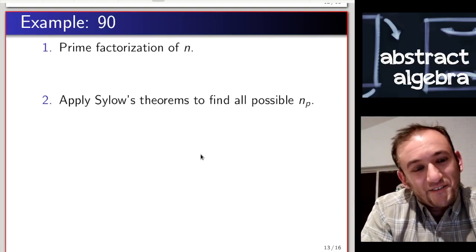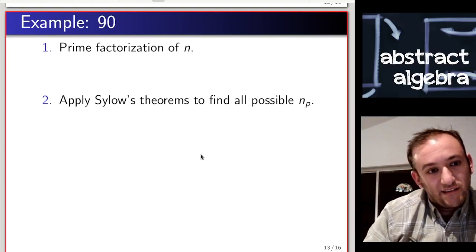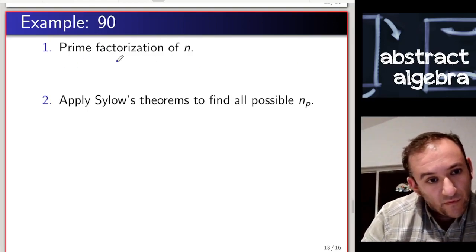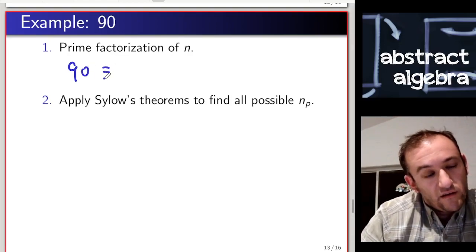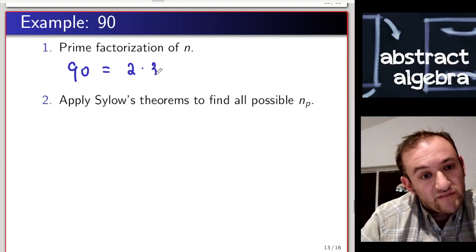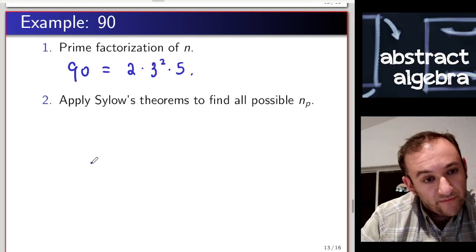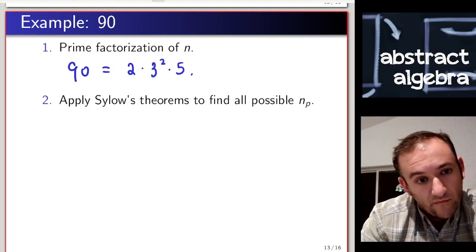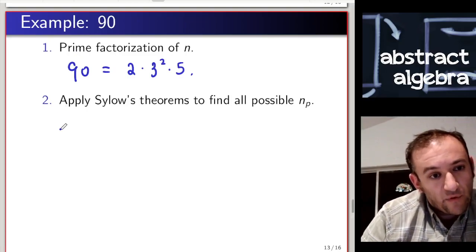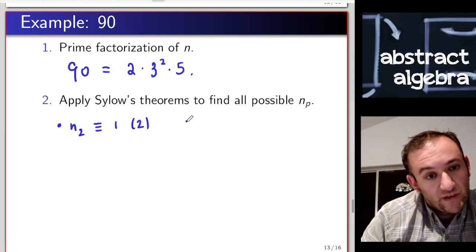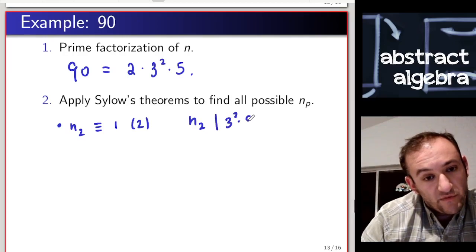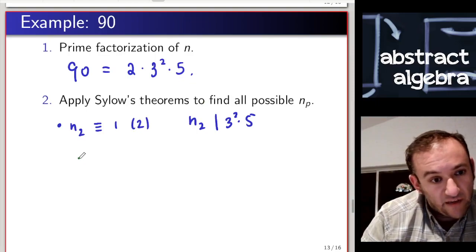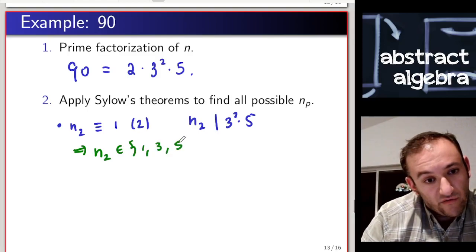Now let's take it further, and this will be the trickiest example. We're considering when n equals 90. As always, we take our prime factorization: 2 times 45, that's 3 squared times 5. Now we're going to apply Sylow's theorem. So n2 is congruent to 1 mod 2, and it divides 3 squared times 5. That gives us many possibilities. n2 has to be one of 1, 3, 5, 9, 15, 45.